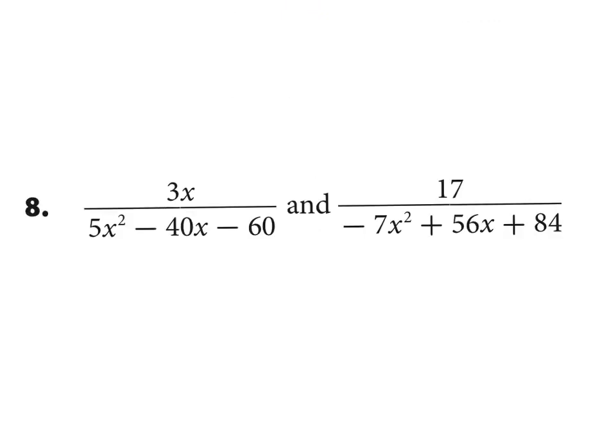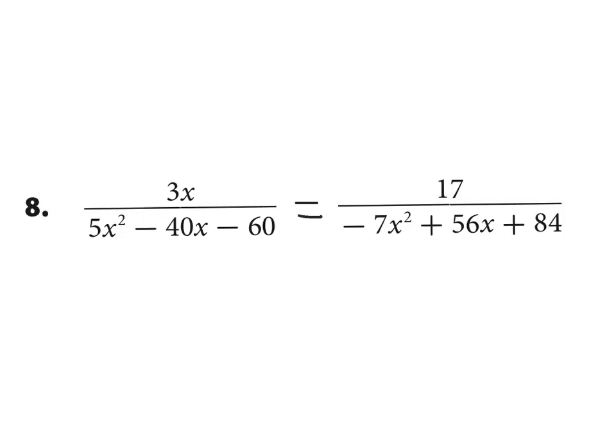All right, I'll do problem 8. So we have 3x over 5x squared minus 40x minus 60 is equal to, because we changed it to an equal sign, 17 over negative 7x squared plus 56x plus 84. So I need to factor first of all. That's always kind of our goal, is to factor first of all. Well, wait, do I need to factor first or do I need to do something else first?